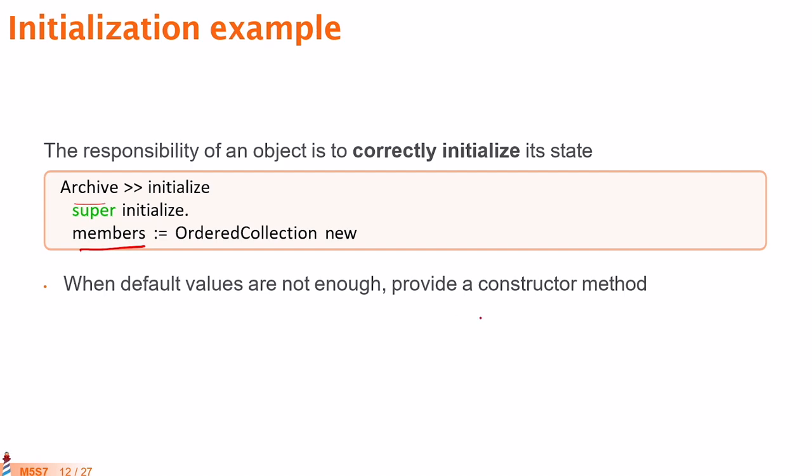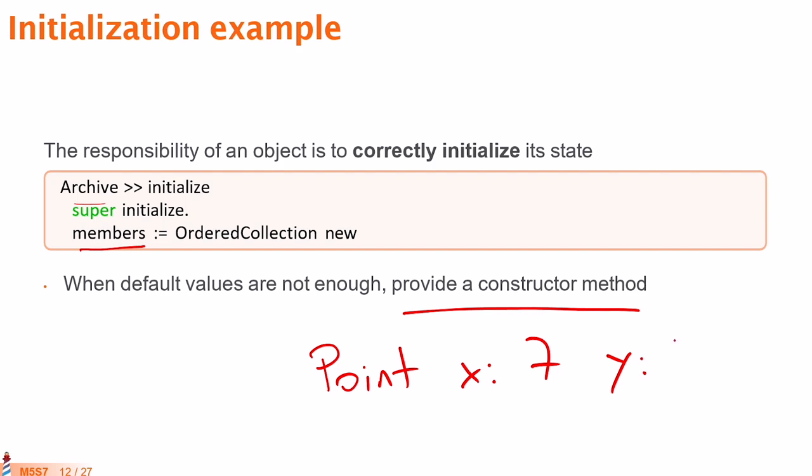So a good way to provide a well-constructed object is to provide a constructor method. We can say, for example, that the only legal way to instantiate a point is by using a constructor method like x: 7 y: 17. And this will create a point that will have a correct value of x and a correct value of y, avoiding nil in points.